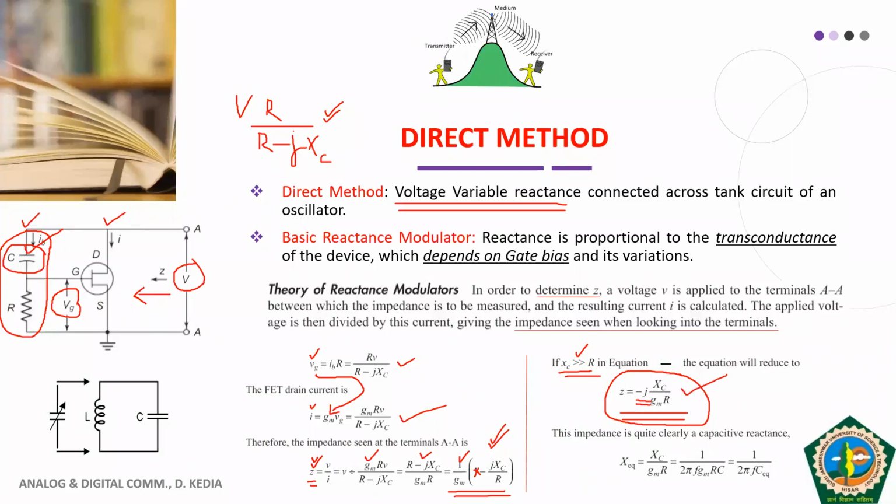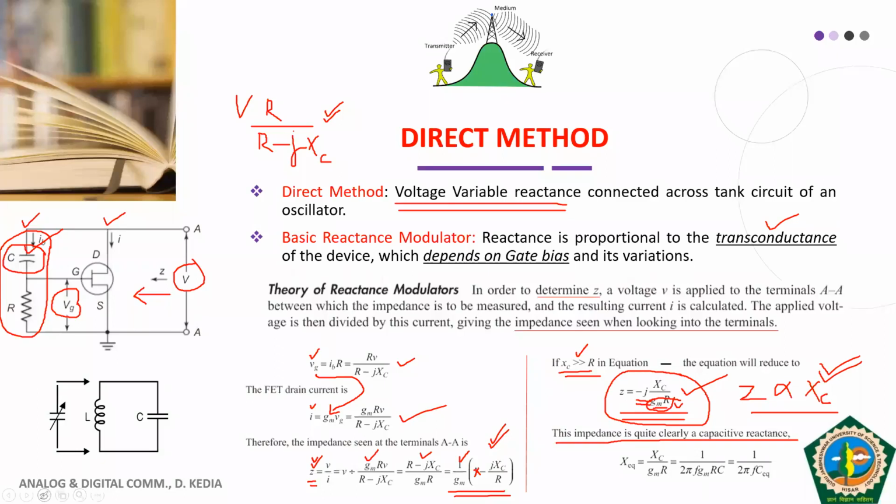If you look at this carefully, what is gm? gm is transconductance, which is the reverse of resistance. What is R? R is resistance. So gm into R means this is dimensionless. So what does it mean? It means that Z is proportional to XC. And what is XC? XC is capacitive reactance. So the total impedance looking into this terminal from AA is a capacitive reactance. So this impedance is clearly a capacitive reactance.